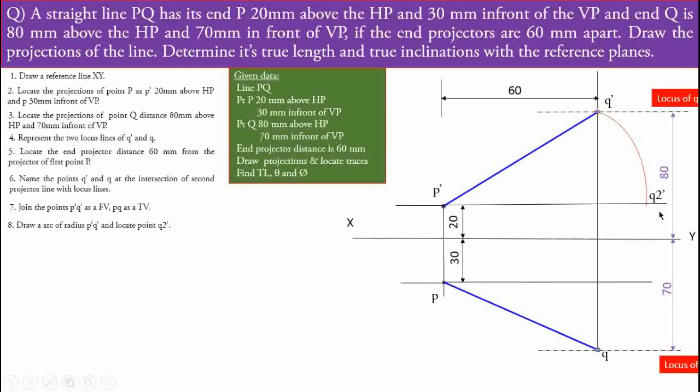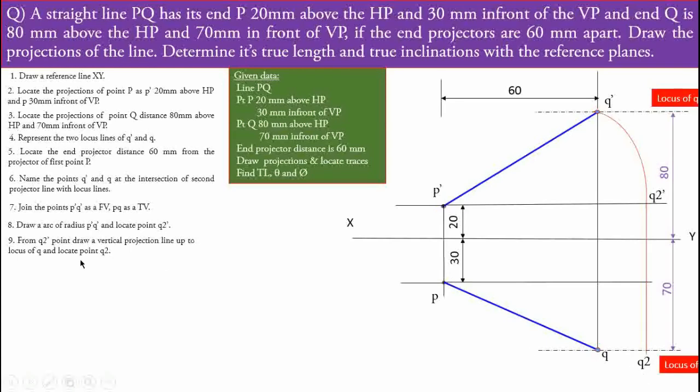Okay, then as per the procedure number 8, now the next procedure, from q2 dash point draw a vertical projection line up to the locus of q and locate the point q2. Means from q2 dash point we have to draw a vertical line up to the locus of q and name that point as a q2. Just you can observe here, we have to draw the exact vertical line where it will intersect with the locus of q, name that point as a q2.